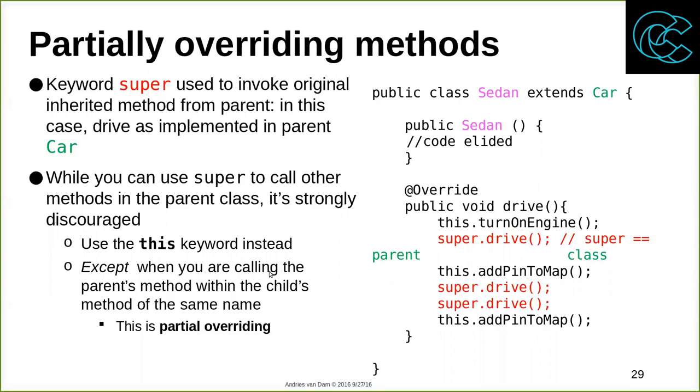So if you want to do this partial overriding, where we want to reuse some of the functionality and then provide some new functionality, then you can do it in this way. You use the super keyword and then call the superclass method. So now it turns on the engine, it drives, it adds this pin to the map, it drives a bit more, and then the pin is added again. Right? Are there any questions here? Okay.